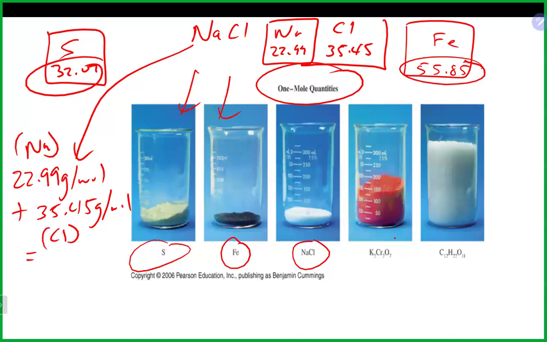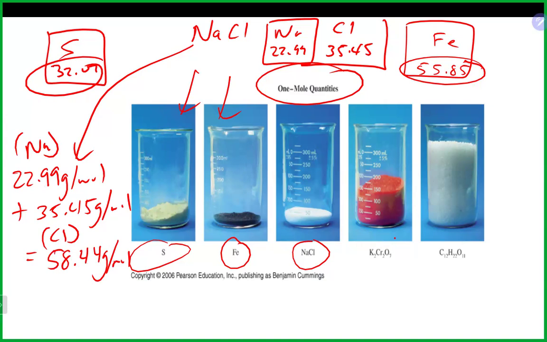Again, those numbers are coming from the periodic table. And if we look at this, 22.99 plus 35.45 will give us 58.44 grams per mole. That would be the molar mass for something like sodium chloride. Again, we're just adding up all the parts. Any questions on that there?